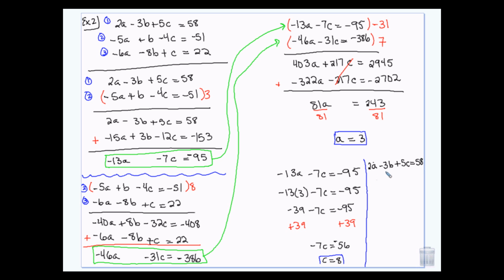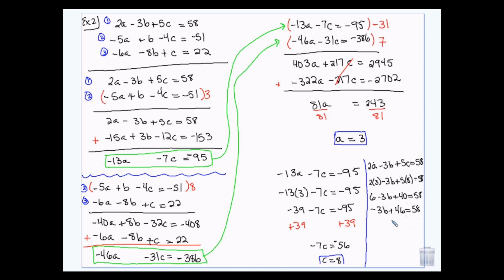Okay, so I have 2a minus 3b plus 5c equals 58. And I'm going to plug in A and C. So 2 times 3 minus 3b plus 5 times 8 equals 58. So 6 minus 3b plus 40 equals 58. So negative 3b plus 46 equals 58.